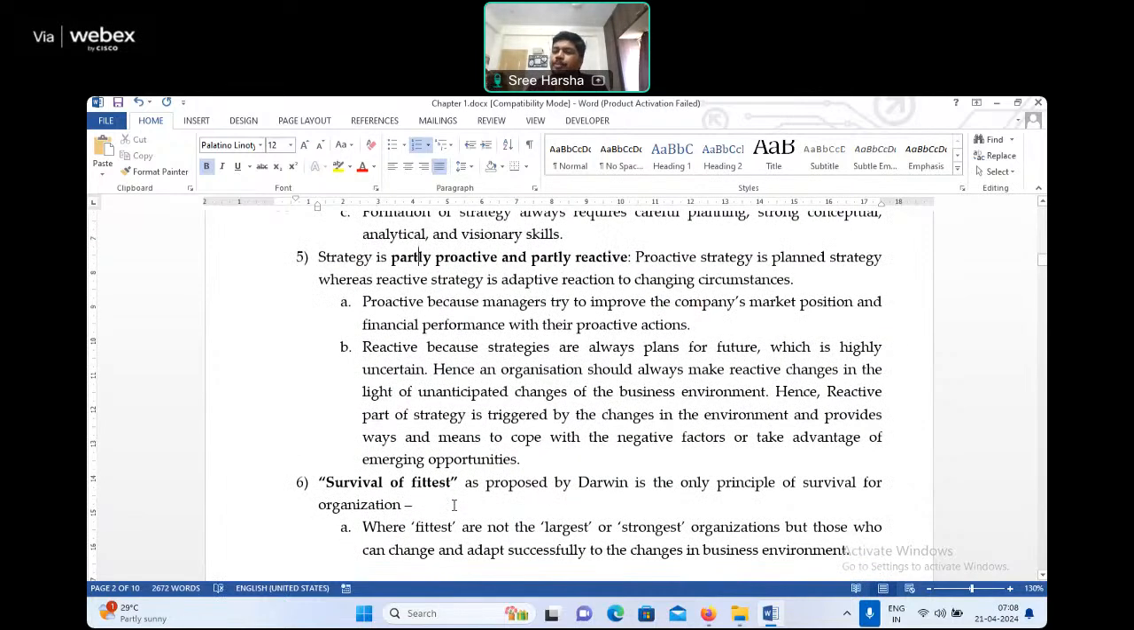Strategy is partly proactive, partly reactive. I told you with multiple examples already. We actually go into the business with the objective of proactively deciding everything. But unfortunately, businesses never work in that way. There will always be unforeseen changes or unforeseen circumstances for which you need to prepare a reactive strategy.